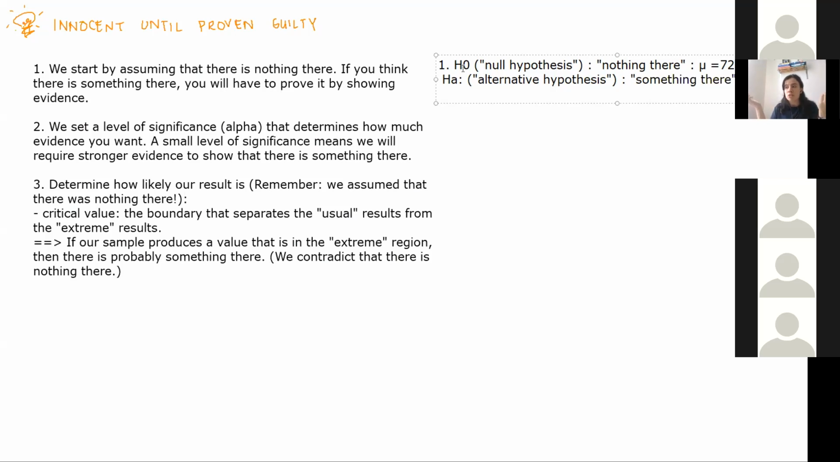The alternative hypothesis is what we're trying to prove, what this teacher was trying to prove, which is that there was actually something there, which means that mu had to be larger than 72. Right? So that means the average for his class was actually larger than 72. Okay, so that means that there was a significant difference. Does that make sense?